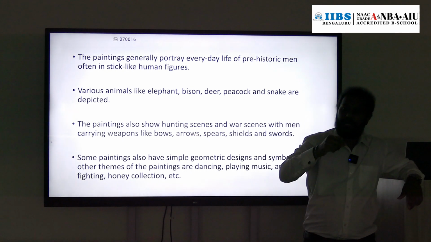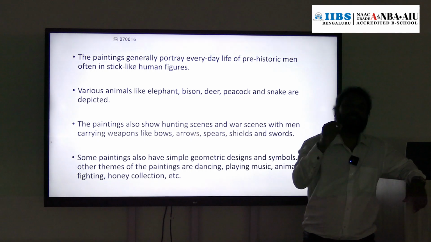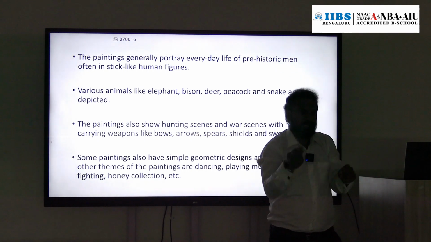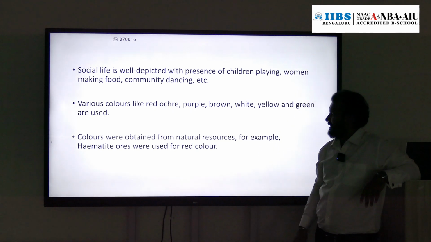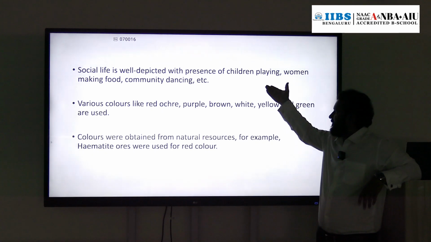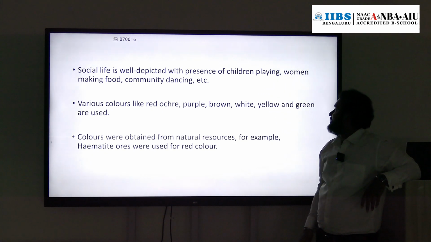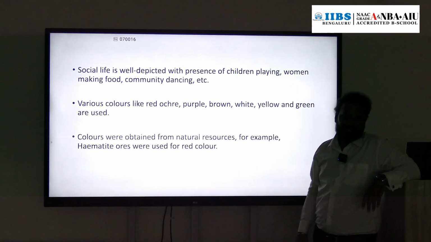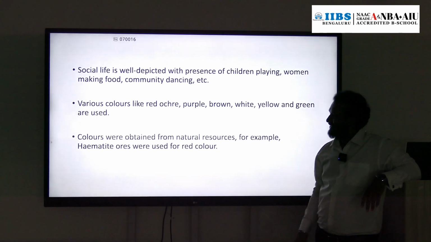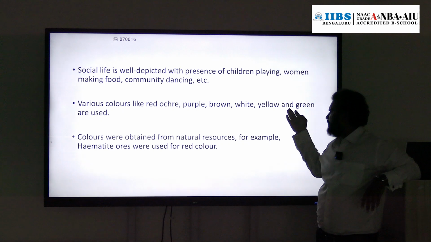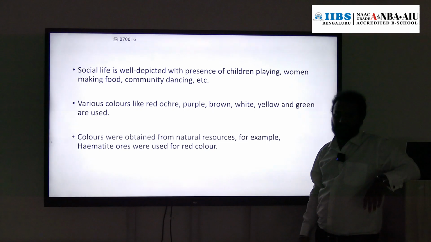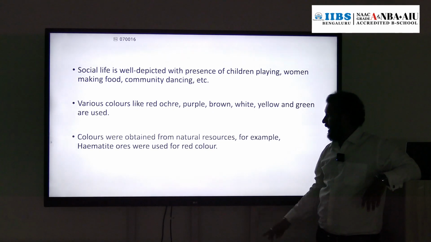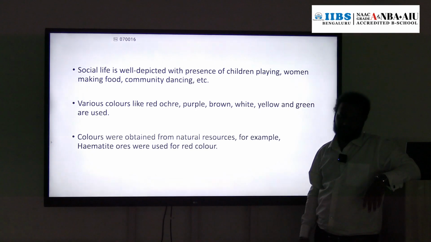Even paintings themed on daily life are there. That means what people used to do daily at that time was depicted in the Bhimbetka paintings. Social life is depicted with children playing, women making food, community dancing and making merry. Colors they used were ochre, purple, brown, white, yellow and green, obtained from natural resources. They didn't use chemicals, and for the red color they used hematite ores.